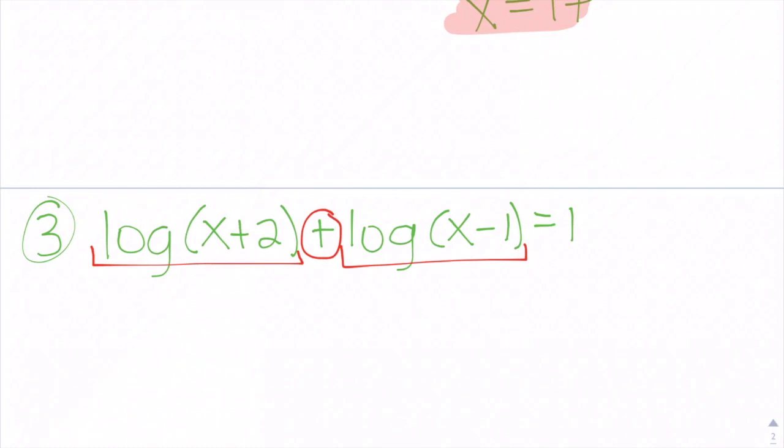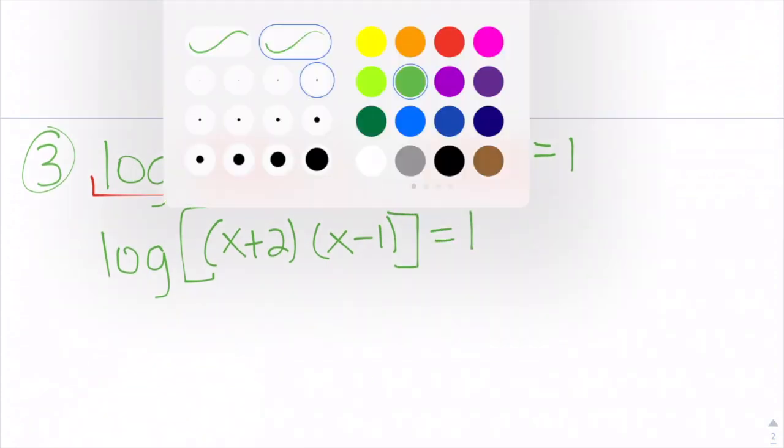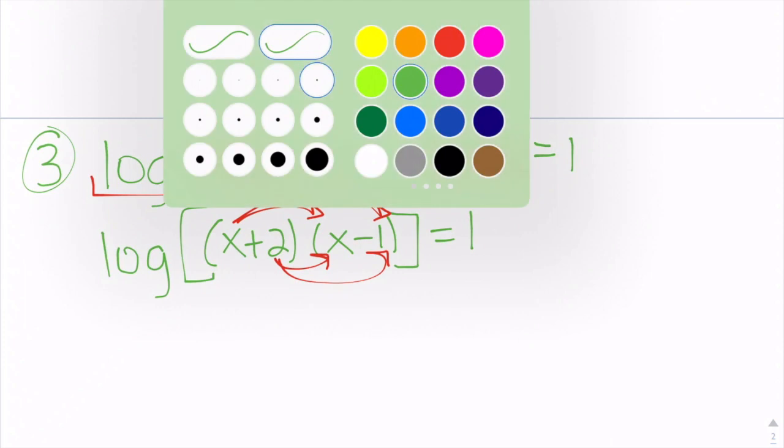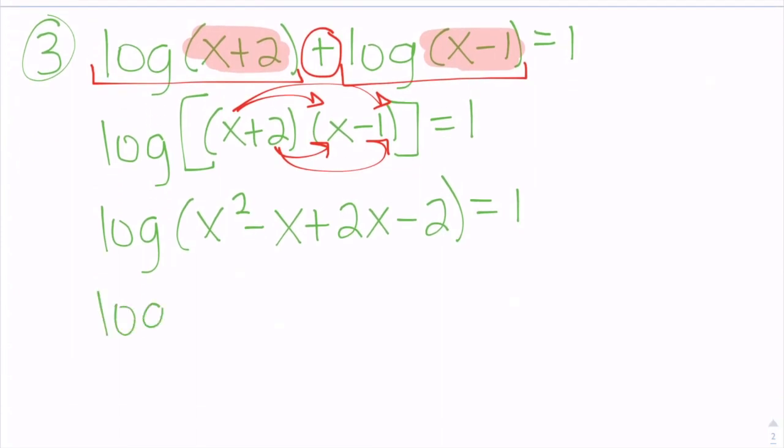And so we have addition in the middle, which tells us that we need to multiply our arguments inside of one single logarithm. And so when we do that, we're going to end up with the log of x plus 2 times x minus 1 equals 1. And now I'm going to use the distributive property to multiply these together. And so that gives me log of x squared minus x plus 2x minus 2 equals 1. And then we can simplify that to be log of x squared plus x minus 2 equals 1.